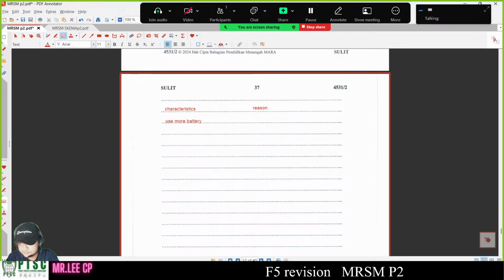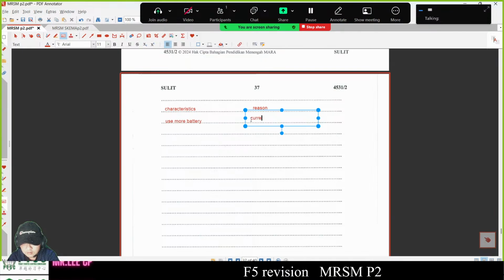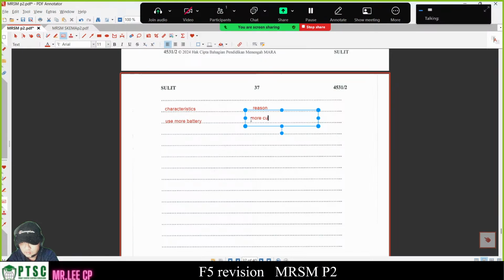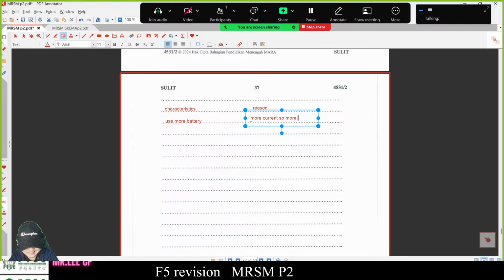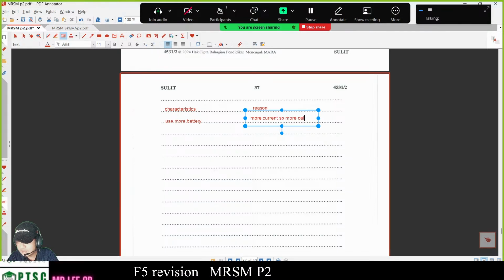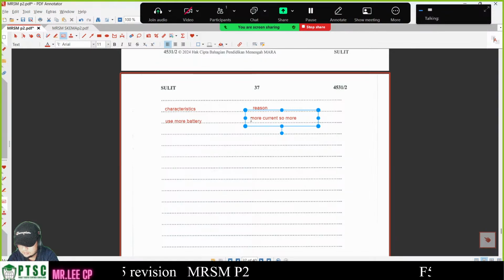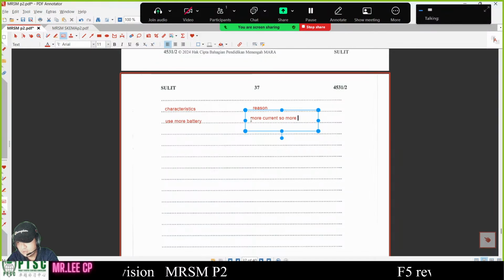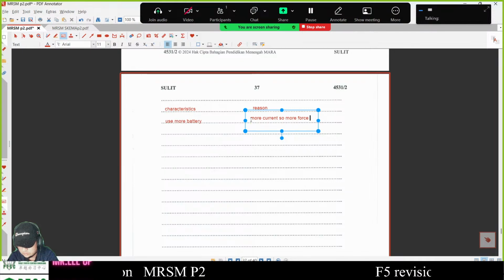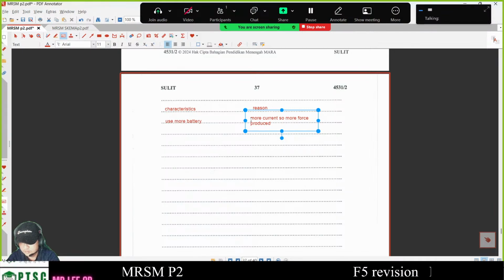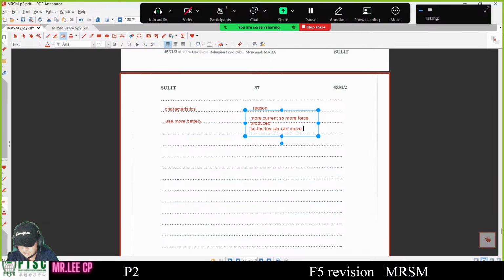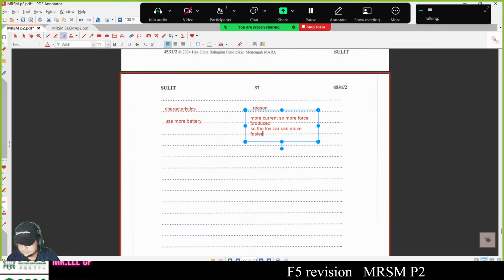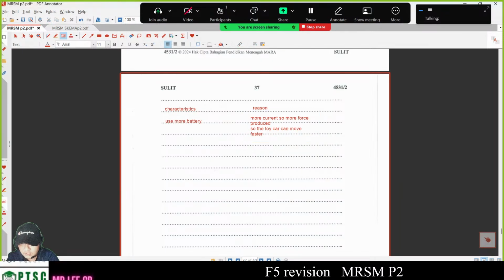So more current, so more force produced. So the toy car can move faster. Okay, use more battery.